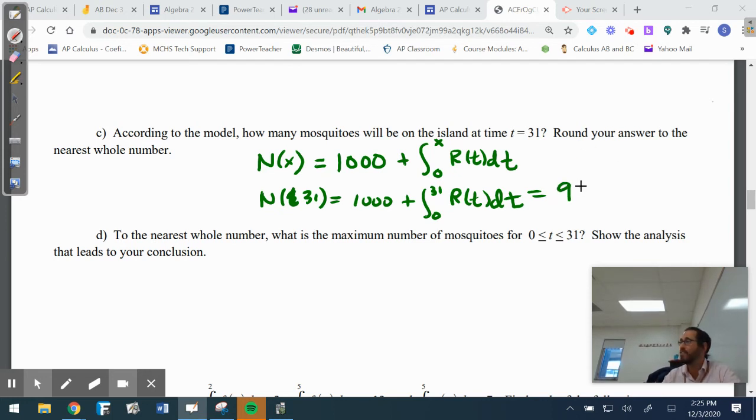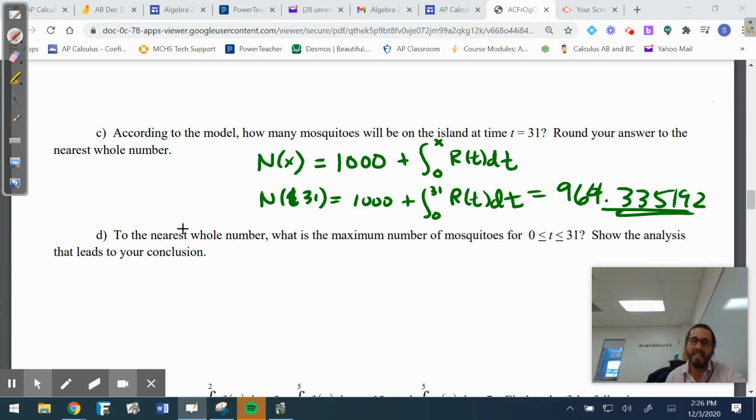I got 964.35192. Now, how would the AP want that answer? Well, it said to round to the nearest whole number, so that'd be 964. So there's 964 mosquitoes at time t equals 31. Hopefully not too bad, right, you guys?